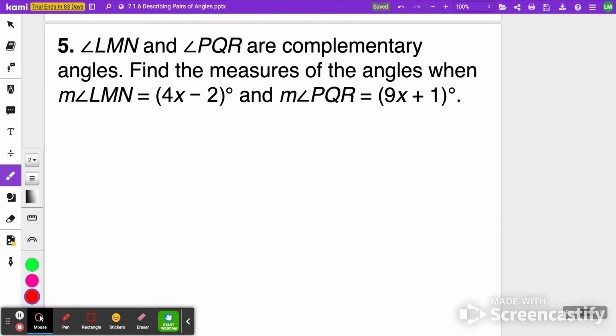Here is where you can try it. These are both complementary angles. That means 90 degrees. Let's take time now to pause the video, set your equation up, solve for x, plug x back in, and determine what each angle is worth.